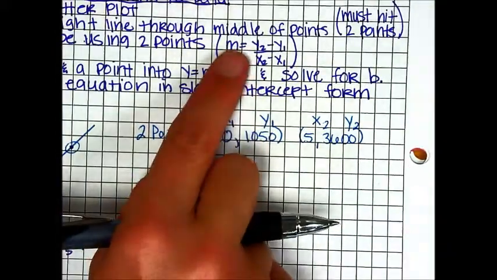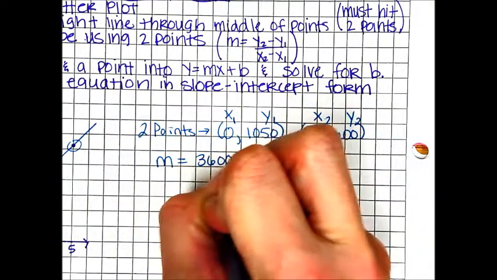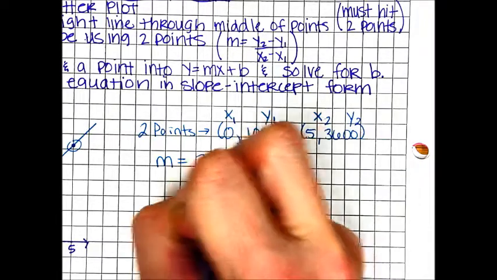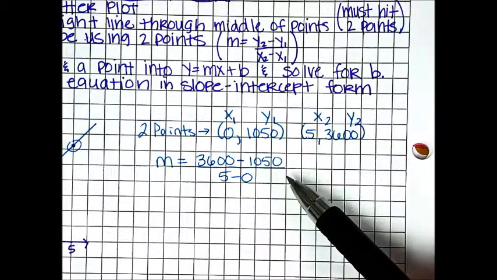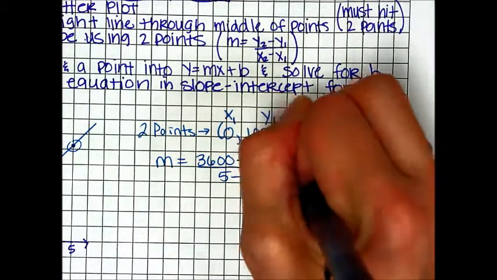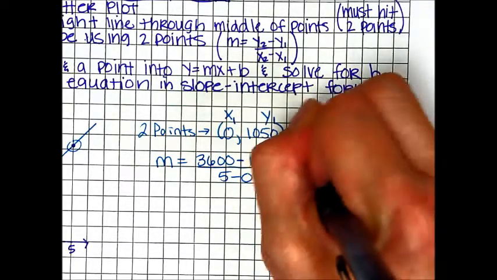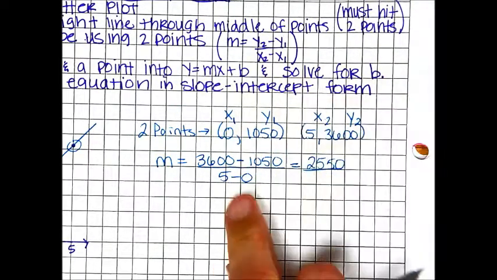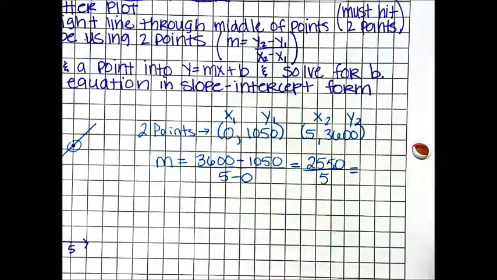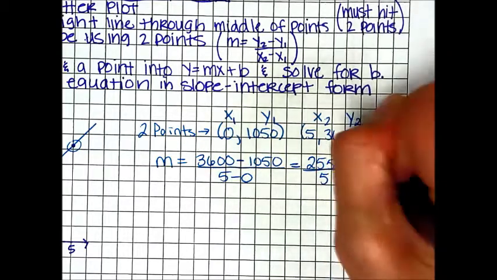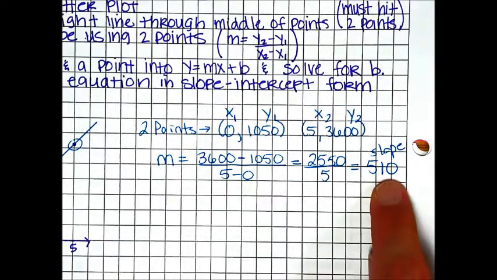So if we follow this formula that's written right here, we would have 3,600 minus 1,050 over 5 minus 0. That's y2 minus y1 over x2 minus x1. I'm going to go ahead and subtract those. 3,600 minus 1,050 is 2,550. 5 minus 0 is 5. We're going to go ahead and divide that, and it comes out as 510. So that right there is my slope. The slope of the line we drew is 510.